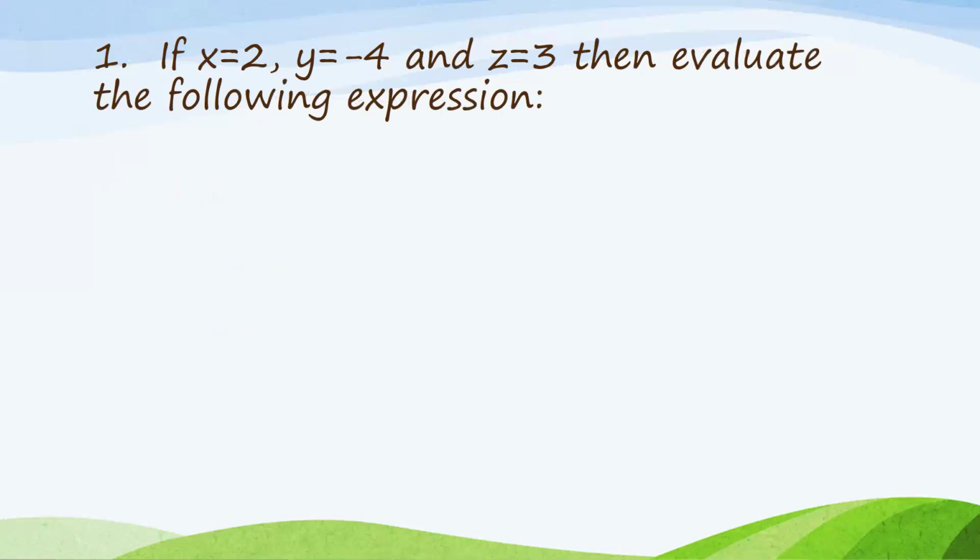Now again, I'm taking an example. This is the last example I'm taking for you. If x equals 2, y equals -4, and z equals 3, we have to find the expression. This expression is given to you. Now, in this expression, after putting the values, the expression becomes like this.